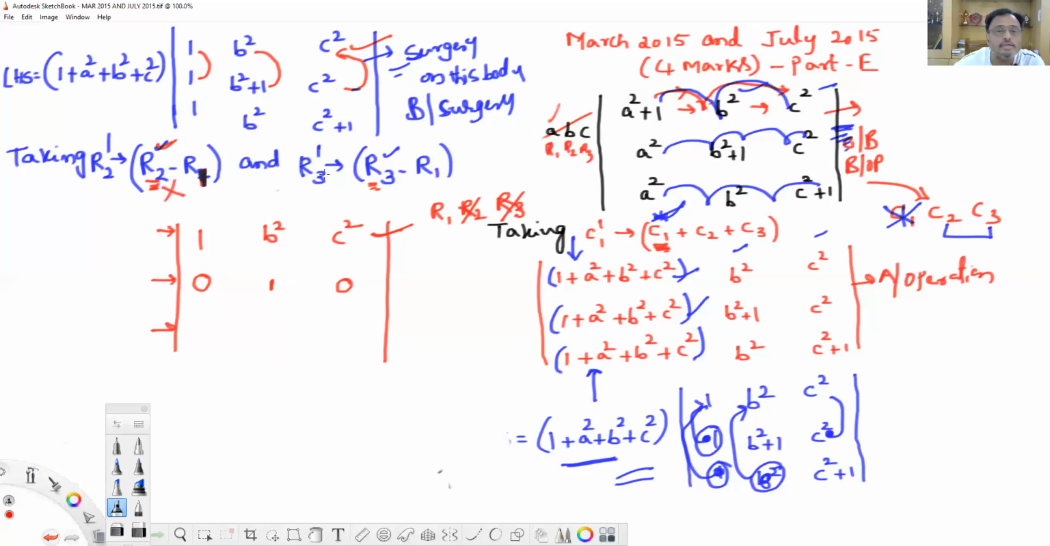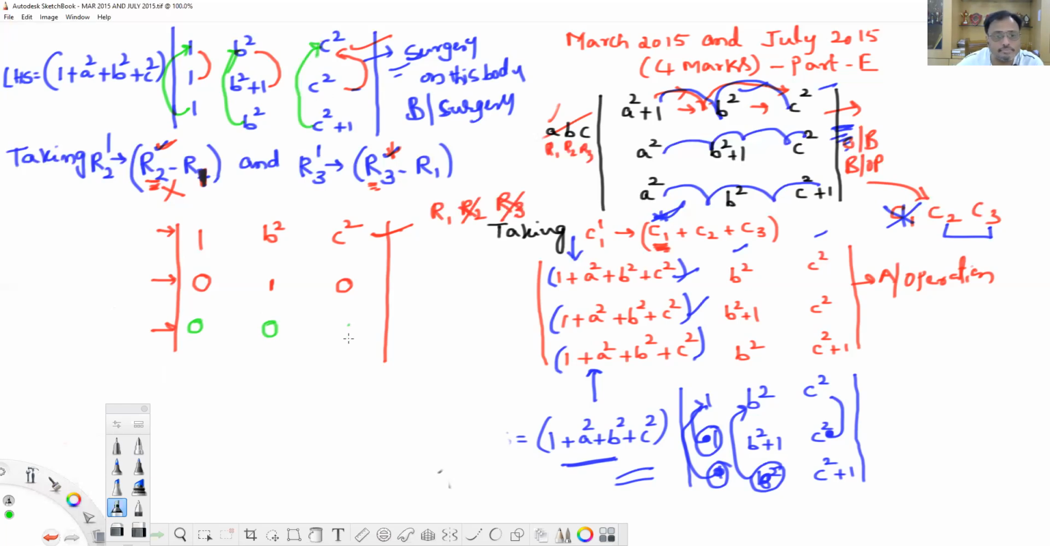First operation is over. Second operation: R3 minus R1, with the result to be written in R3. Okay, R3 minus R1. I'm just going to change the color, from blue or black to green. See that? R3 minus R1, like here, 1 minus 1, 0. B square minus B square, 0. And C square plus 1 minus C square, that is 1.